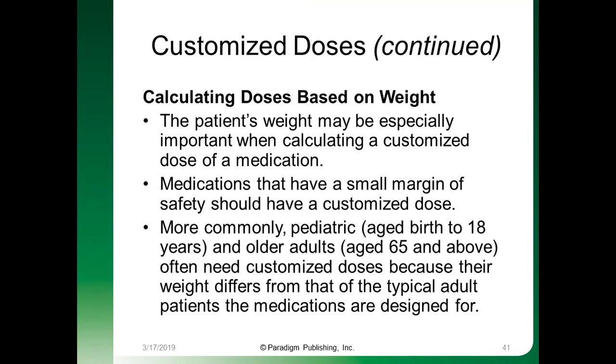Okay? So calculating doses based on weight, the patient's weight may be especially important when calculating a customized dose of a medication. Medications that have a small margin of safety should have a customized dose. More commonly, pediatric patients, ages birth to 18 years, and older adults, ages 65 and above, often need customized doses because their weight differs from that of a typical adult patient the medications are designed for.